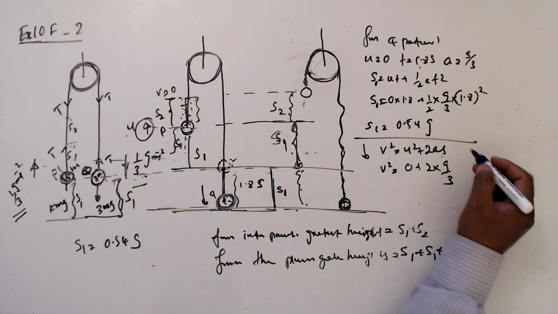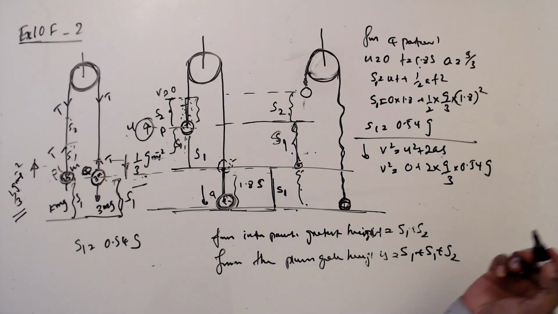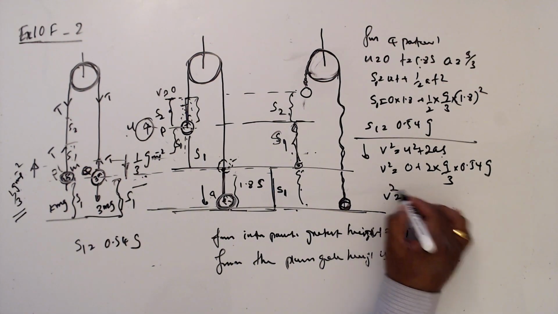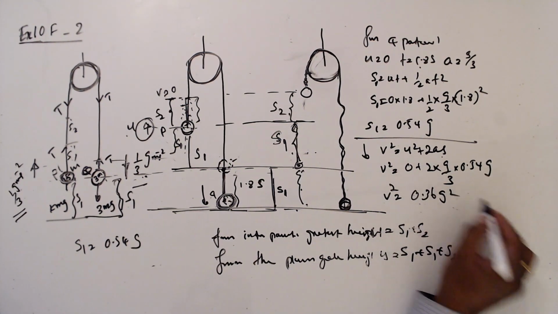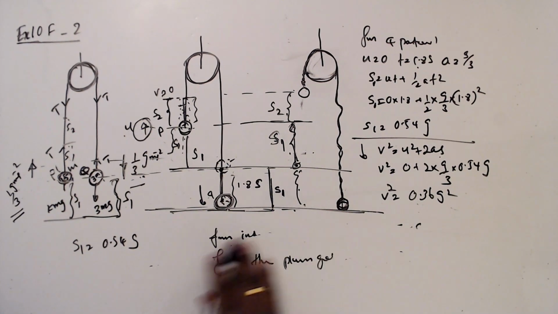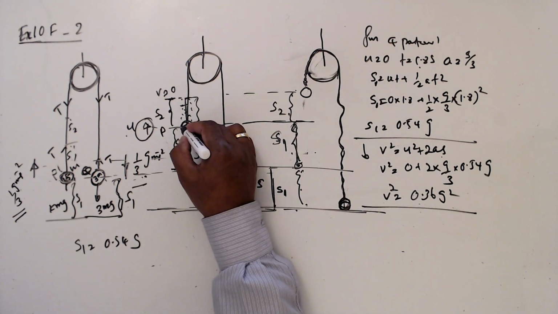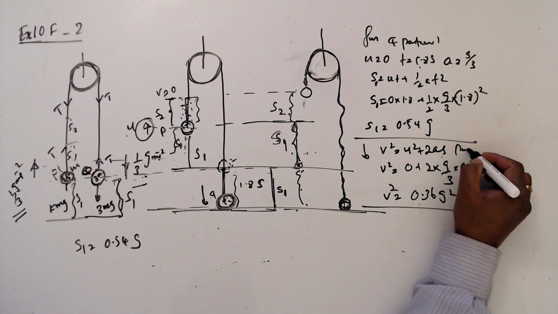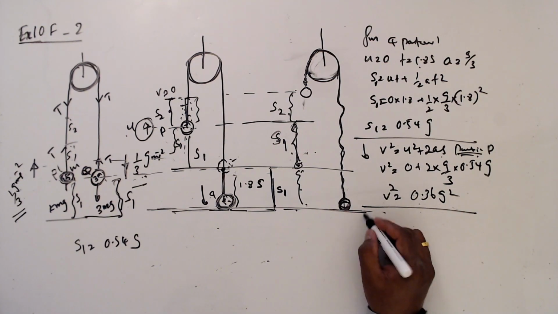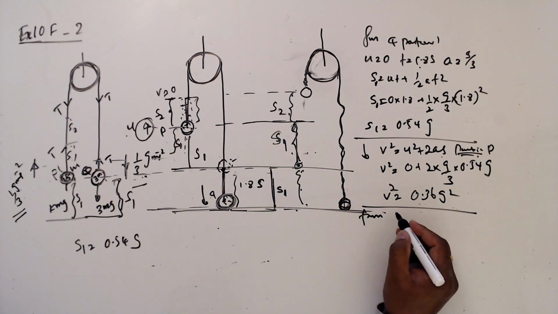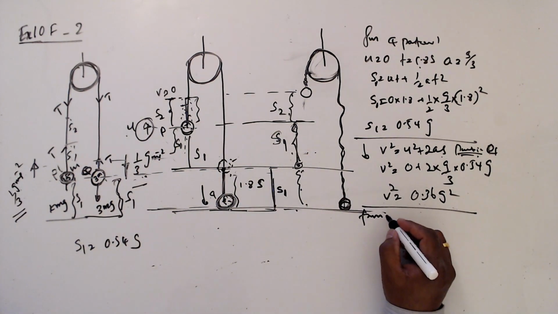And s we found out that is going to be 0.54 g. Then we can get v square equal 0.36 g square. Now we need to find s2. So this is for particle P. Now we'll consider particle Q. This is for particle Q.